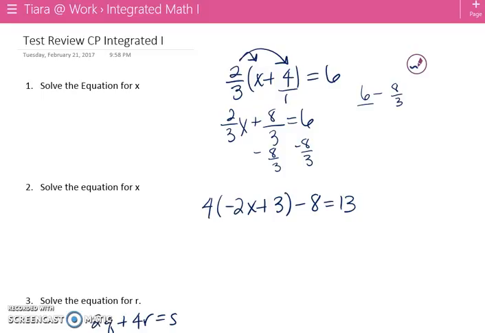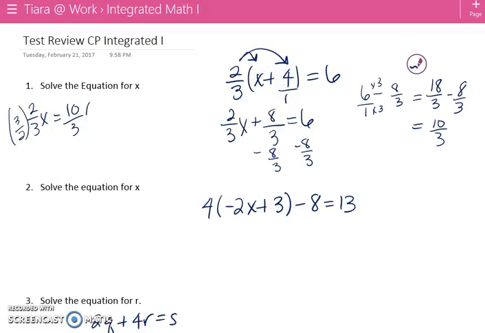But in order to do that, I need a common denominator. So I will use 3 as my common denominator, giving me 18/3 minus 8/3. Now that I have a common denominator, I just subtract the numerators, giving me 10/3. So I have 2/3 x equals 10/3.